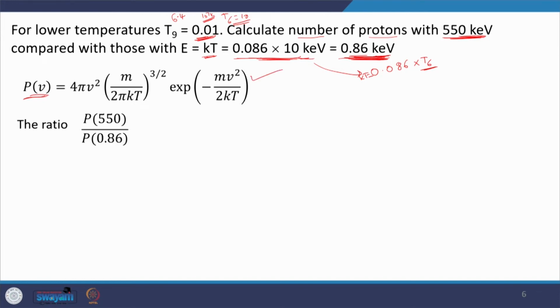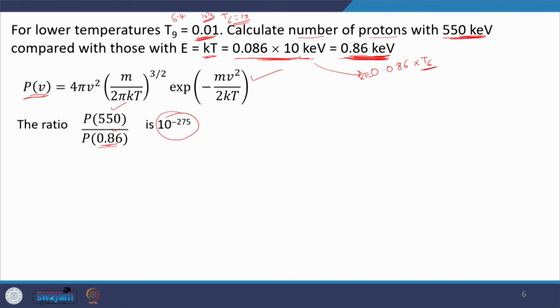The ratio, if you calculate, please do the calculation, okay. The ratio of probability for 550 keV particles to probability for 0.86 keV particles comes out to be 10 to the power minus 275, and I strongly suggest you please do this calculation yourself. 10 to the power of minus 275.